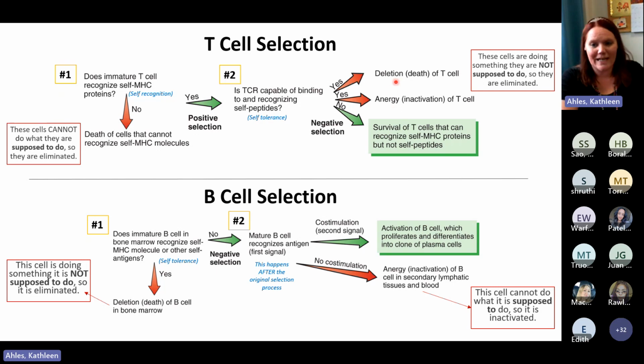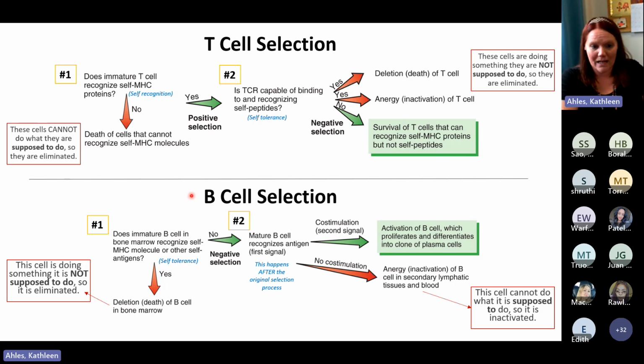So these two examples are examples of T cells that are doing something they're not supposed to do. Because they're doing something they're not supposed to do, I've got to get rid of them. My cells that can do what they're supposed to do, awesome. You get to stick around, you're good. So in T cells, we start with, can you actually read an MHC? If you can, awesome. Now let's make sure you don't read me as foreign. If that's the case, you're good.